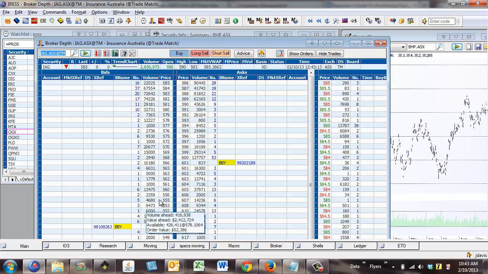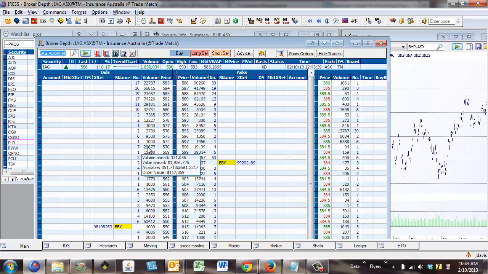So you can see here there's one buyer. That's what this number here means. There's one buyer who is attempting to buy 6,000 shares in IAG at $5.52. So that buyer has put in what's called a limit order, and they've specified the maximum price they're prepared to pay is $5.52.